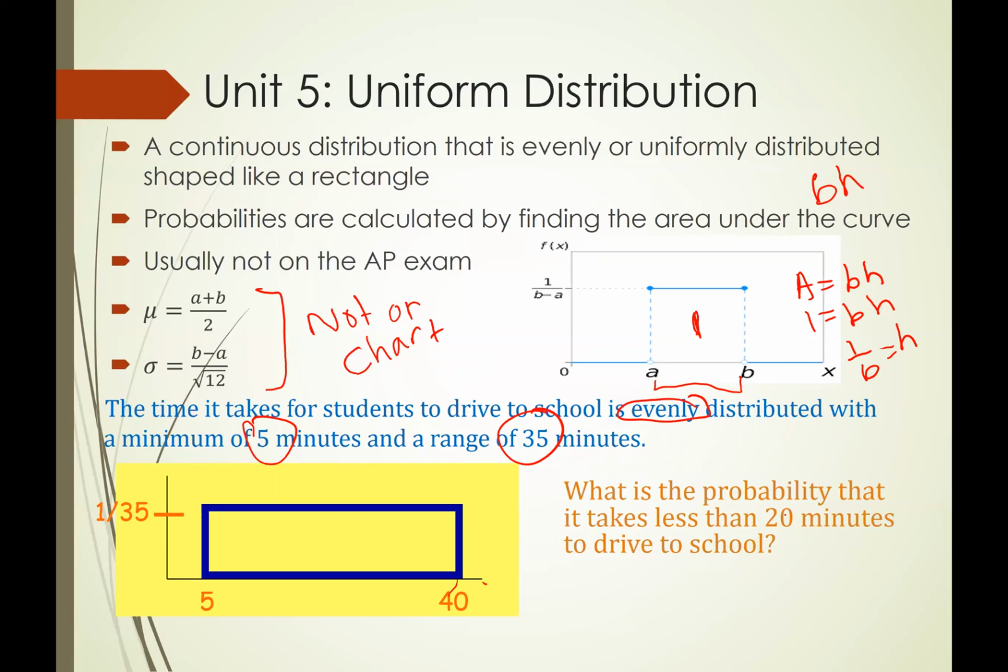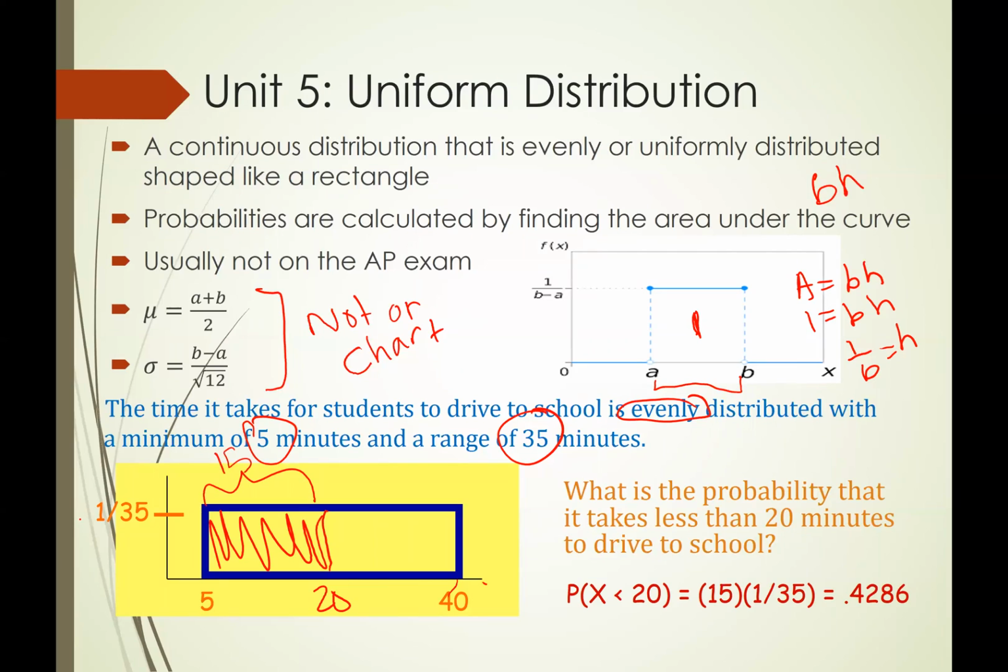What's the probability it takes less than 20 minutes? So 20 minutes, about here. Less than 20 means we're going from 5 to 20, so the length of that base is 15. Times my height, which is 1 over 35, which is 0.4286.